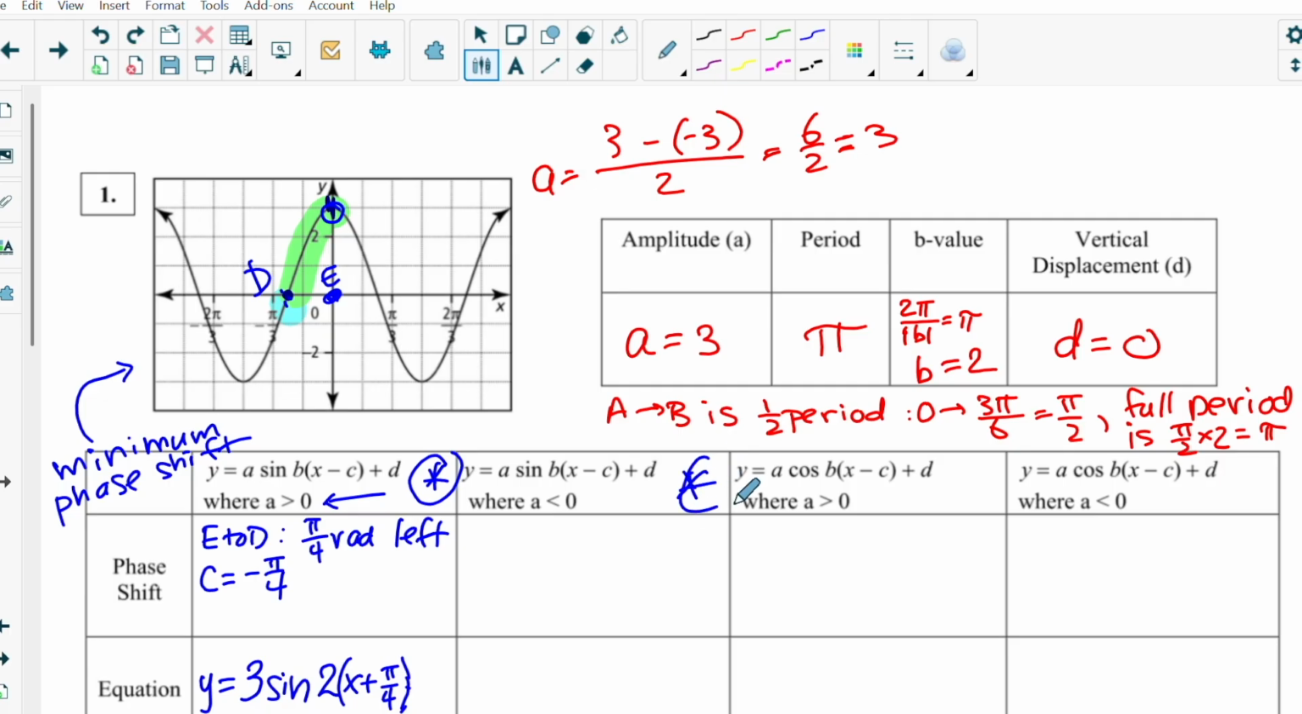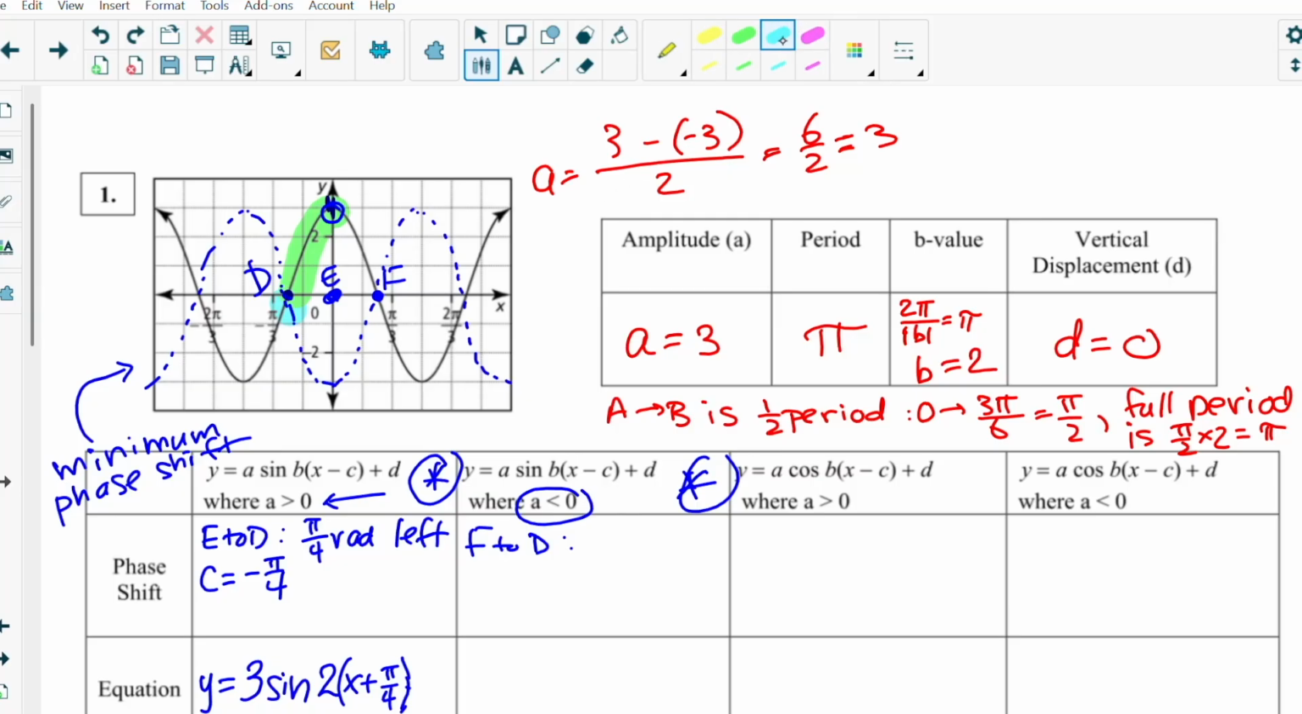Okay, second one. What happens when a is less than 0? Well, we get a reflection, right? So I'm going to create this point F right here. Okay, let's leave point E there. So I'm going to create this point F, and then let me sketch in the reflection of the sine function to illustrate what happens. Okay, so there's the dotted line. Okay, there we go. So from F to D, how far is that?